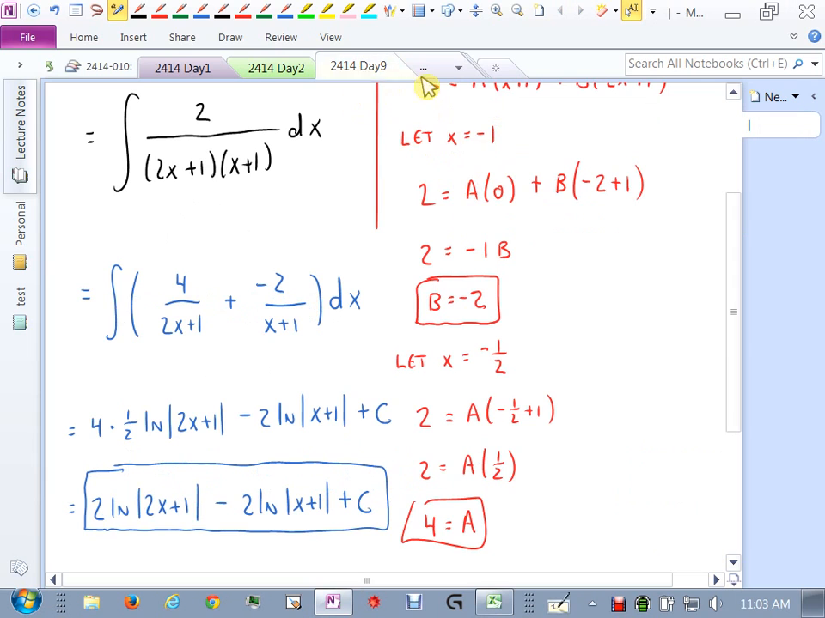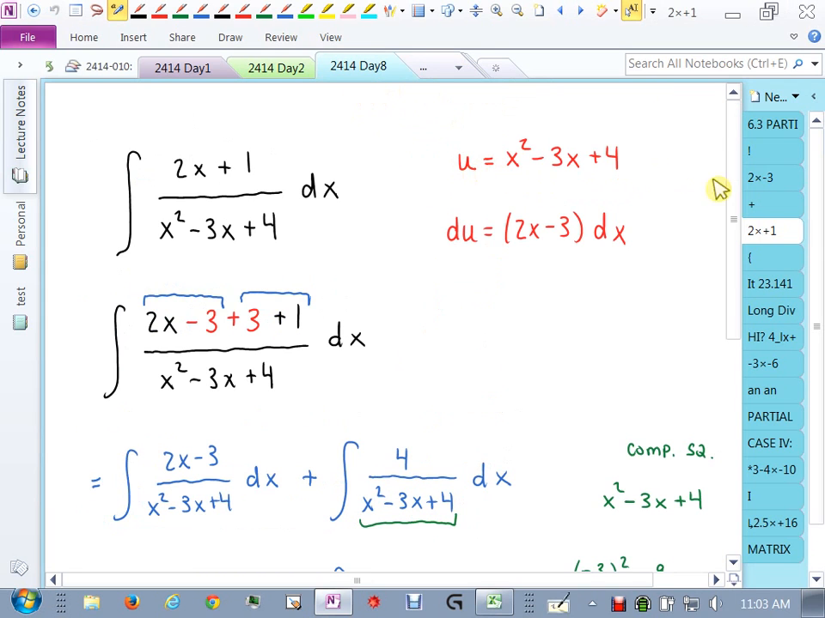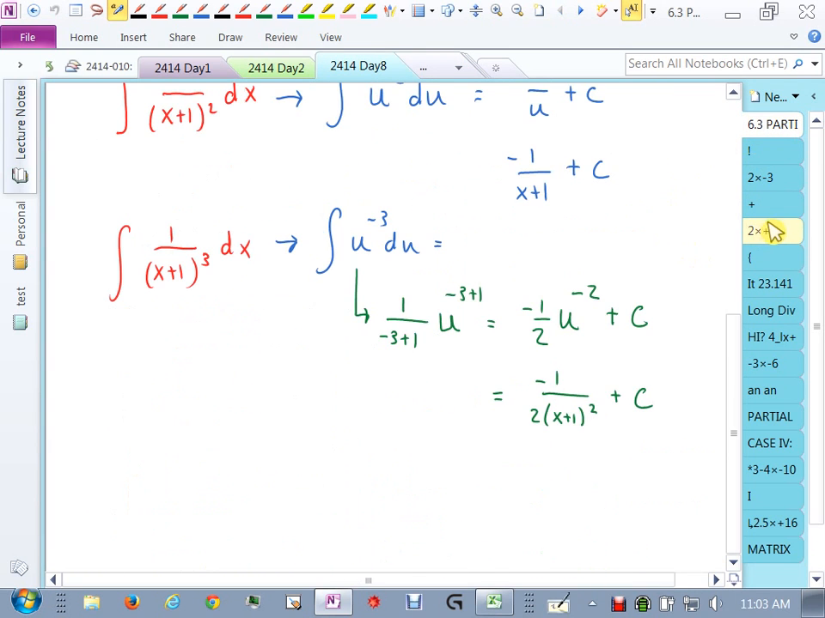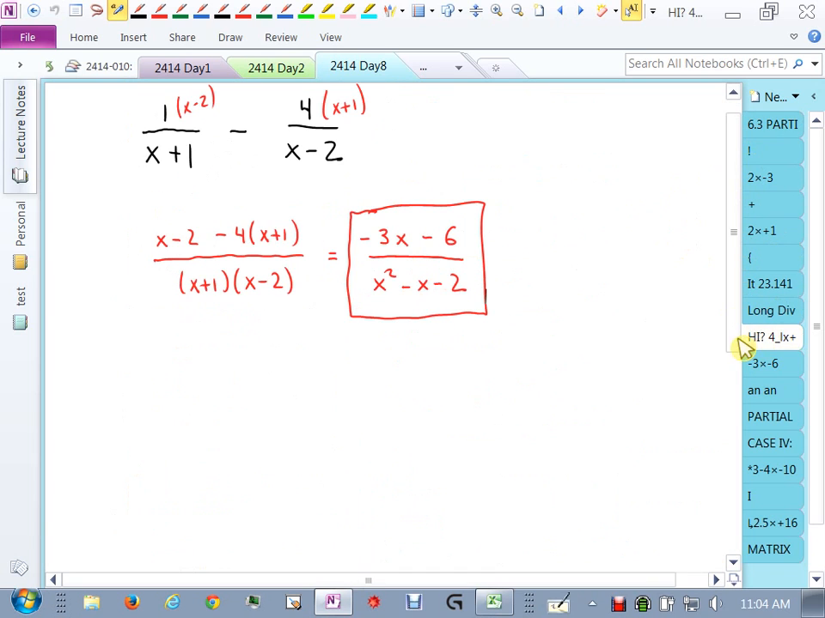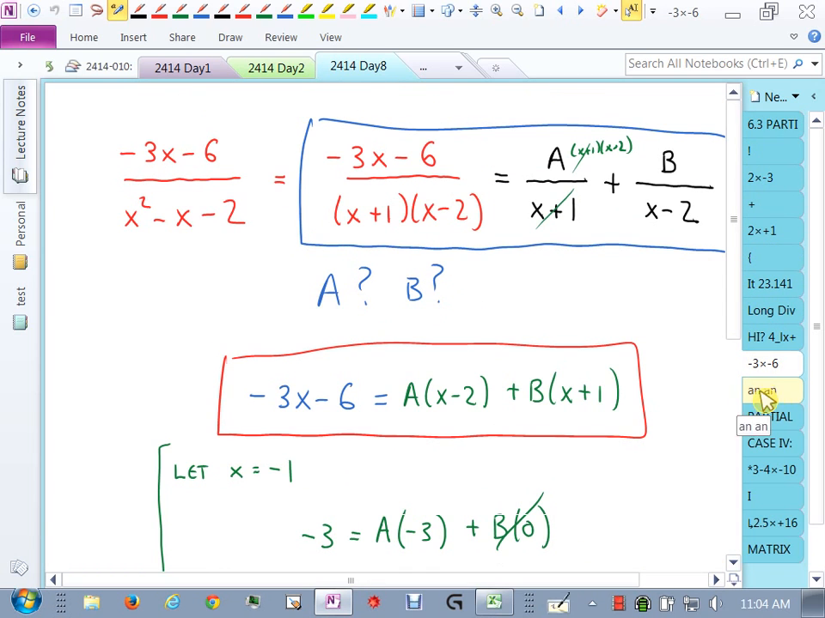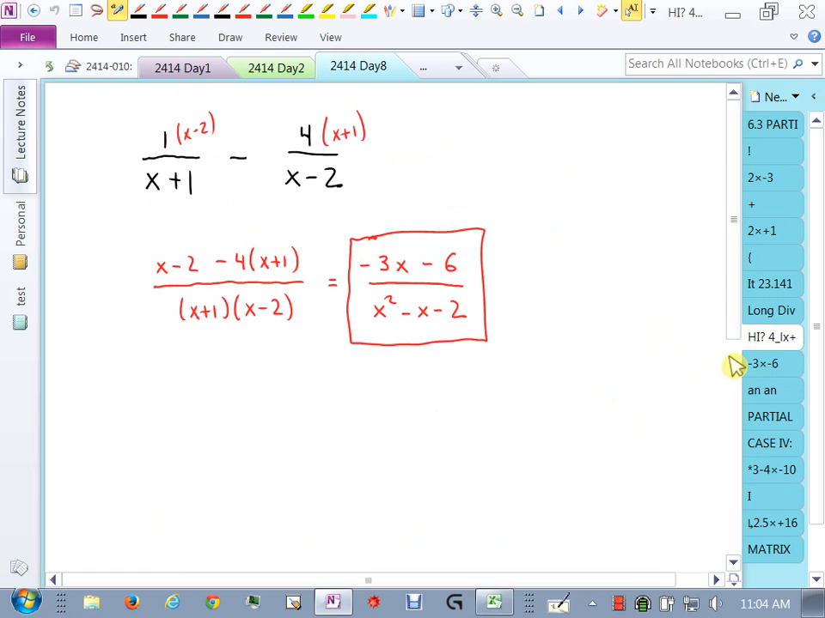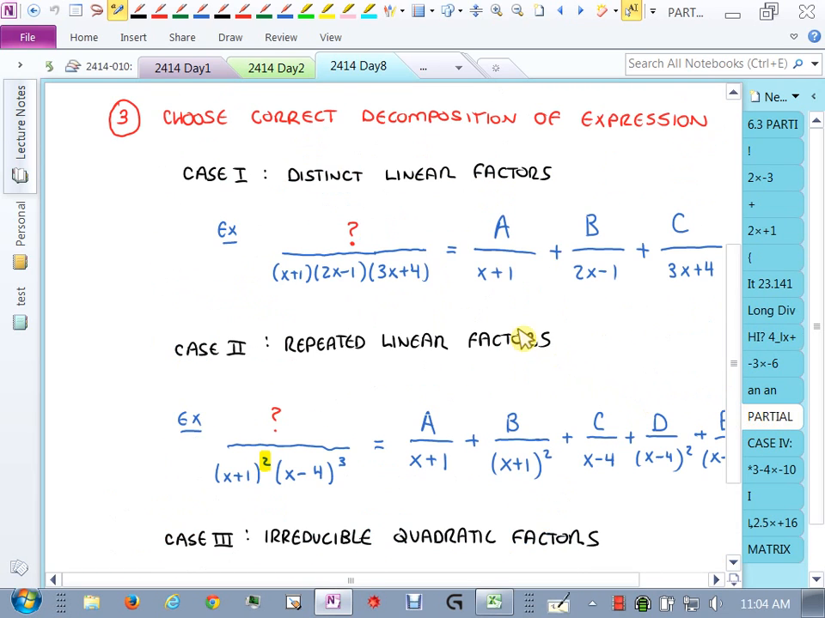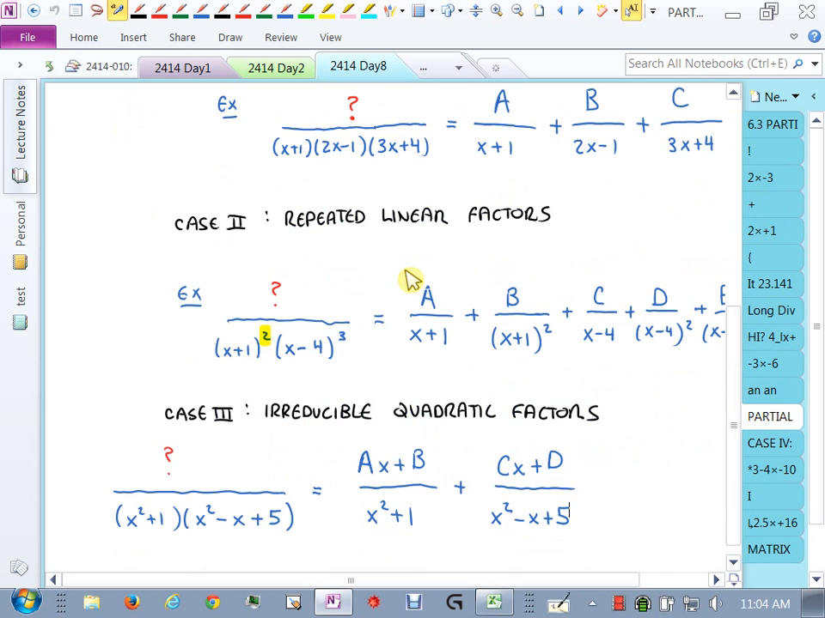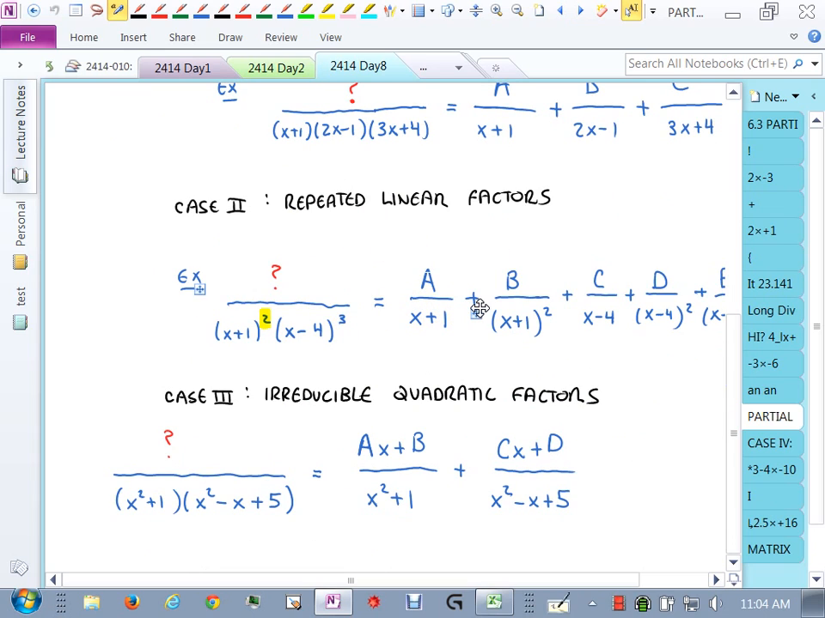Today we're going to look at, I should go back. We had different cases. Where did my cases start? I know I wrote them down. Okay, here we go. We had case 1 where we had distinct linear factors. We did that. We had case 2 where we had repeated linear factors. We did that. And we even had to break out the calculator. Well, we didn't have to, but I showed you how to use a calculator to solve systems of equations. We had not done case 3.